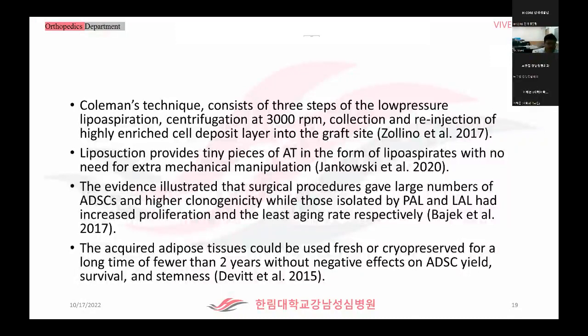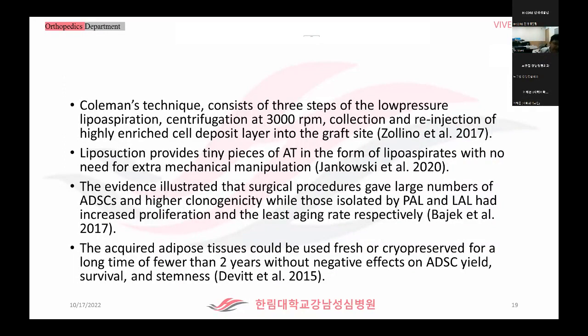The most popular one is Coleman's technique, because it consists of three steps. One is low pressure lipoaspiration, then centrifugation at 3000 RPM, then collection and re-injection of the highly enriched cell deposit layer into the grafted site where we need to inject. Liposuction provides tiny pieces of adipose tissue in the form of lipoaspirate, with no need for extra mechanical manipulation.